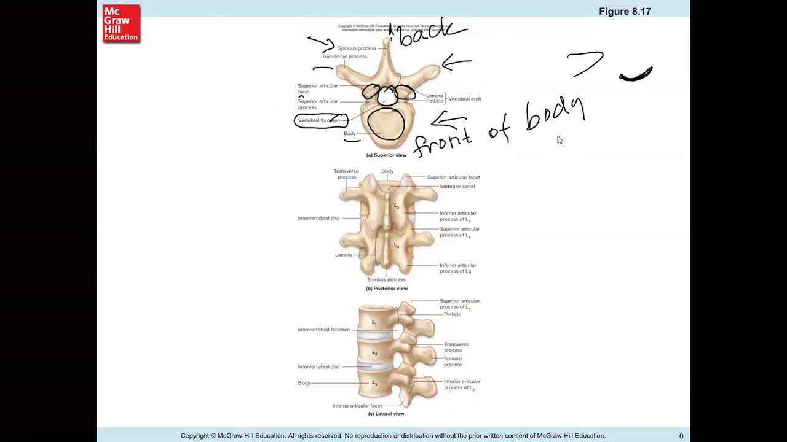Okay, so if you look at this from the back, okay, so here's the spinous process coming out. Here's the intervertebral disc. There's a transverse process, superior articular facet, and then at the bottom, you're going to have inferior articular process with a facet on it. Okay, if you look at it from the side, okay, here is the intervertebral foramen. So this is where spinal nerves leave. That's the body of the vertebrae. I hope that kind of makes sense.